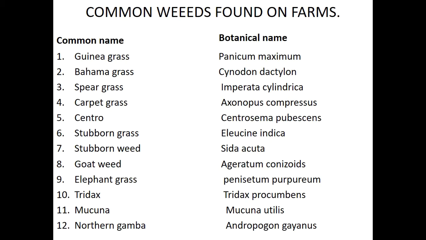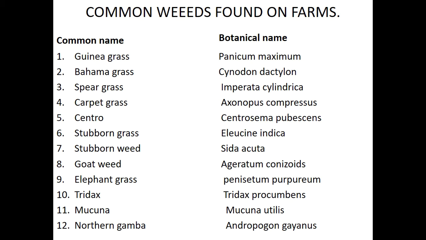These are some of the common wheat found on our farms. I listed just a few, but we are going to discuss them. Let's look at them and their botanical names. Number one on the list is the Guinea grass. The botanical name of the Guinea grass is called Panicum maximum.